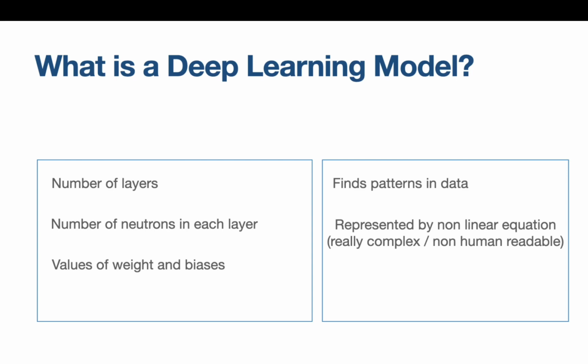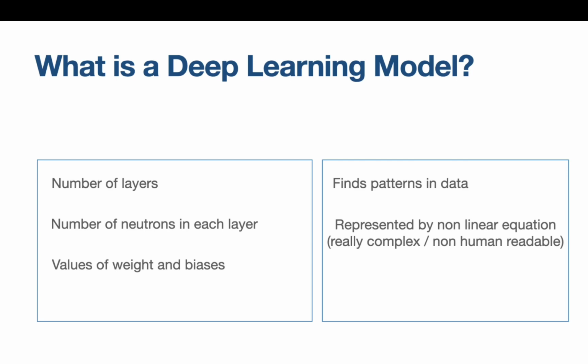Finally, what does a deep learning model comprise of? A deep learning model could be represented by the number of layers which we saw, the number of neurons in each layer. The number of neurons can vary, so we can tune it. So that also is part of the model, and the values of the weights and the values of the bias. So these form a deep learning model.